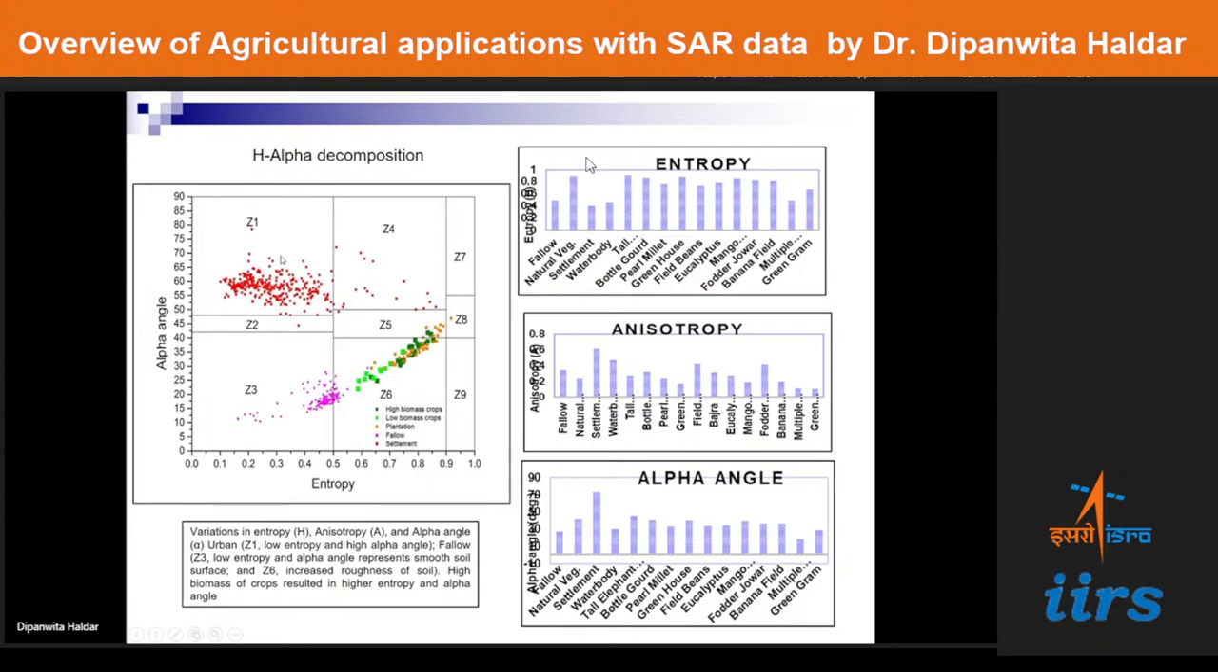So the buildings and urban structures will mostly fall in Z1, and the crops will mostly fall in Z5 and Z6. High biomass crops will be more towards Z5, and low biomass crops towards Z6. This discrimination was possible for various crop types. Some mixing is there, but with other parameters like anisotropy, these discriminations were possible.